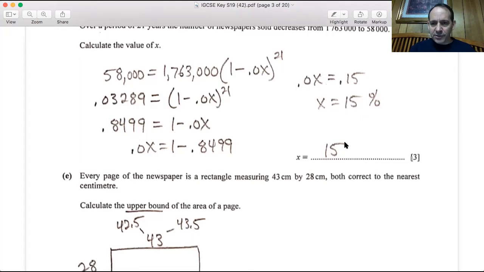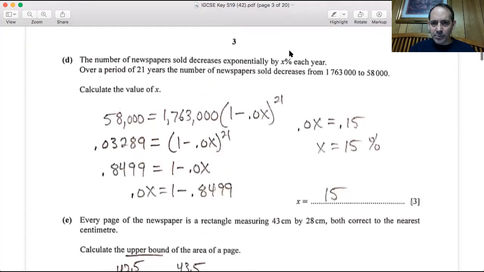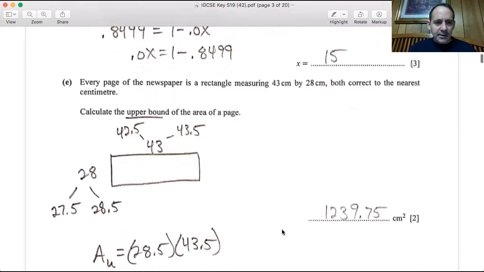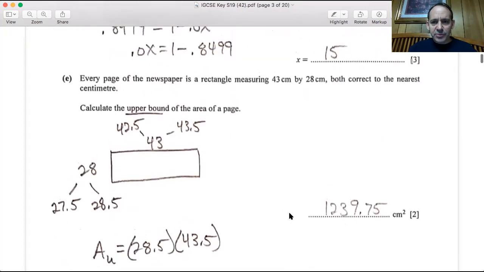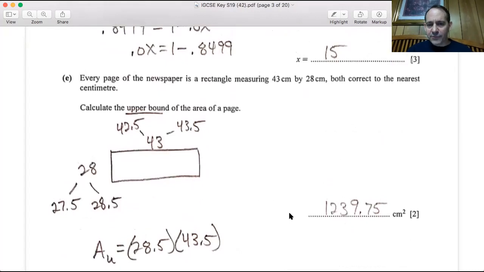Move the decimal over twice so that x is now our percent, and you get 15%. Letter E: every page in the newspaper is a rectangle measuring 43 by 28 centimeters, both correct to the nearest centimeter. Calculate the upper bound of the area of a page.